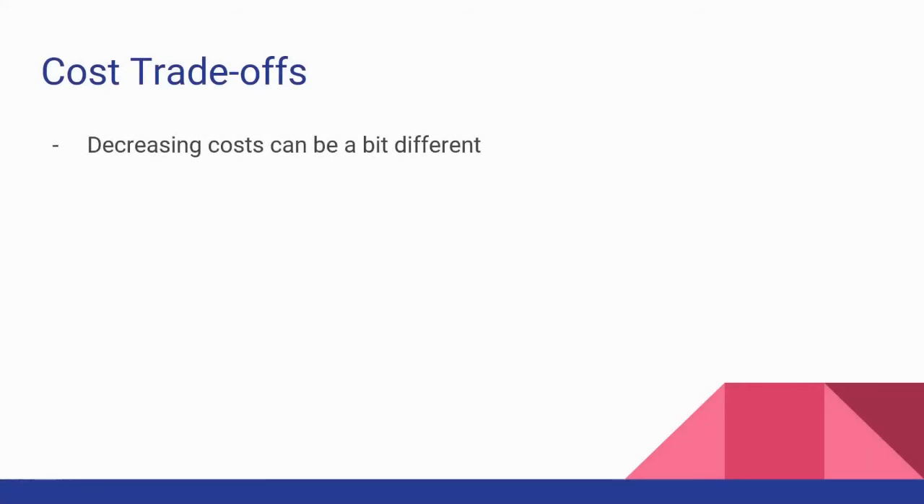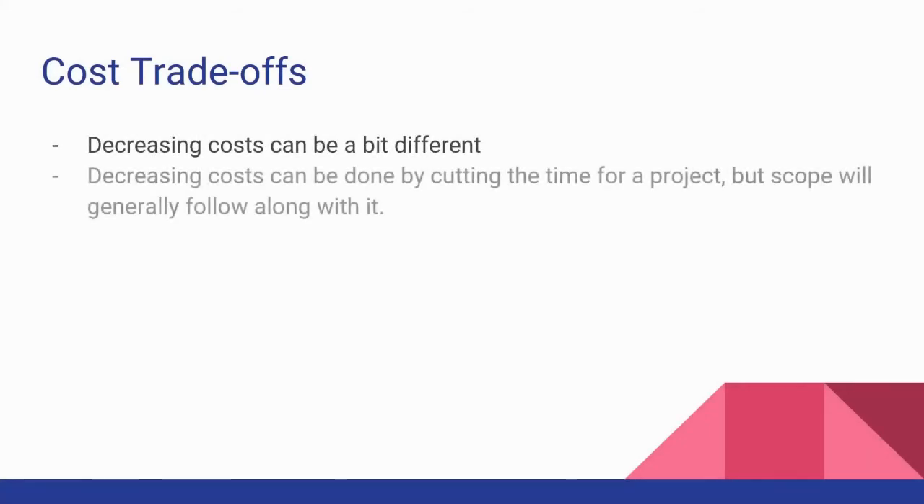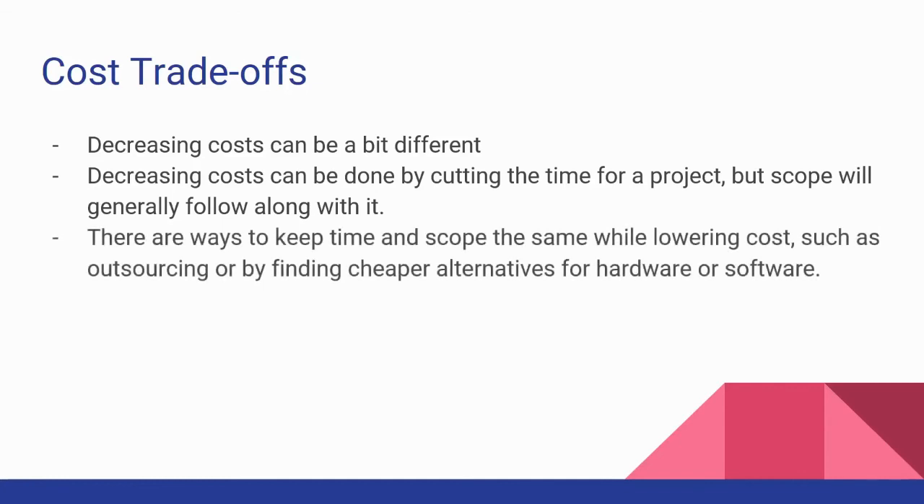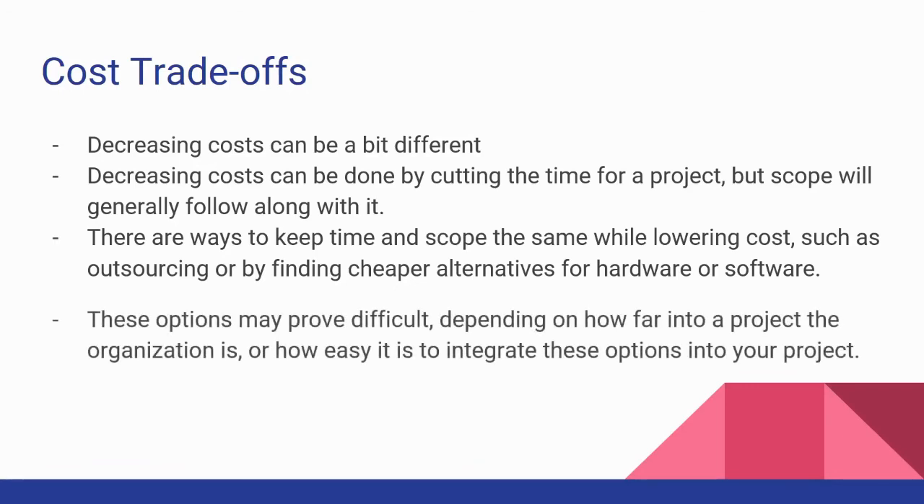Decreasing costs can be a bit of a different matter. Decreasing costs can be done by cutting time, but scope will generally follow along with it. There are things that can be done to keep time and scope the same, such as outsourcing or potentially finding cheaper alternatives to hardware or software. These options may prove difficult depending how far into a project the organization is, or how easy it is to integrate these options into your project.